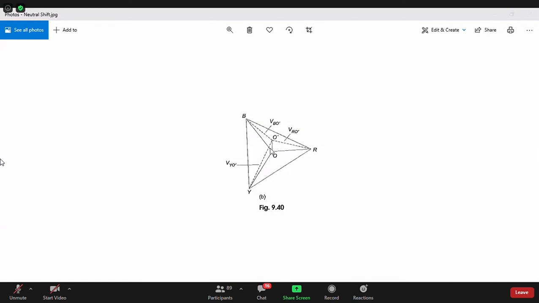So I repeat, for a balanced case, that means the source, O is the neutral, it is at the centroid of the triangle. For the unbalanced case, the three voltages as well as their phase angles are different. So I can plot, and this will be O prime, the neutral of the load. So what has happened? The neutral of the source and the neutral of the load are different, and we call it a neutral shift. That means because of the unbalance of the load, the neutral has shifted from the centroid.